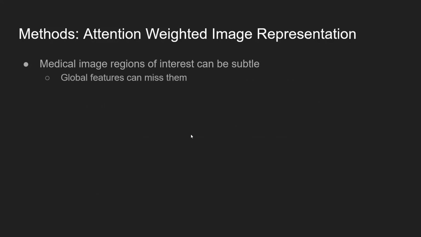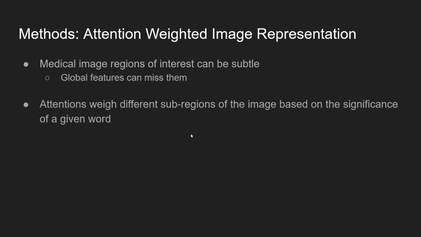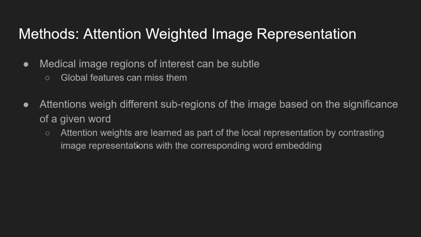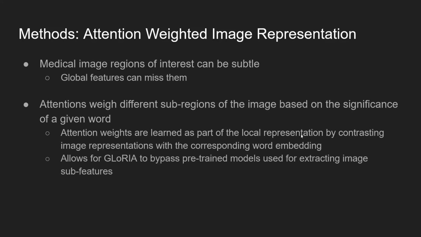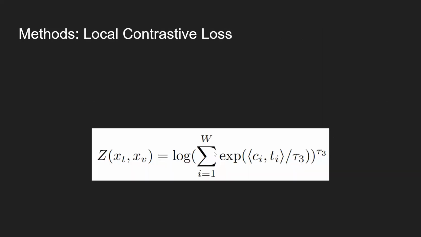For the attention-weighted image representation, medical image regions of interest can be subtle. The global features can miss them. The attentions weigh different subregions of the image based on the significance of a given word, and attention weights are learned as part of the local representation by contrasting image representations with the corresponding word embedding. This allows Gloria to bypass pre-trained models used for extracting image subfeatures.